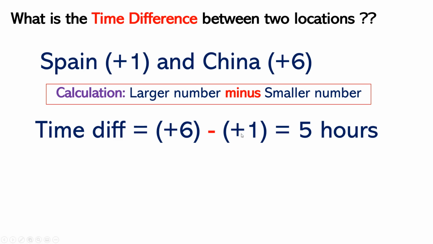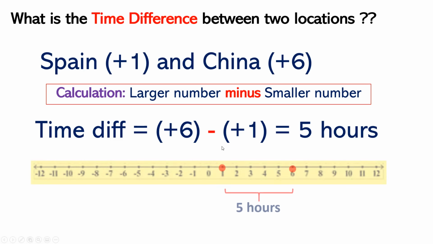I'm including the positive symbols here simply because some of the time zones, as you know, are going to be negative, and if this second one here was negative, this operation would give us two negatives, which would produce a positive result in the middle there. So on the timeline we can see that that's 1 hour and 6 hours or 5 hours apart. So those first two are pretty straightforward examples.